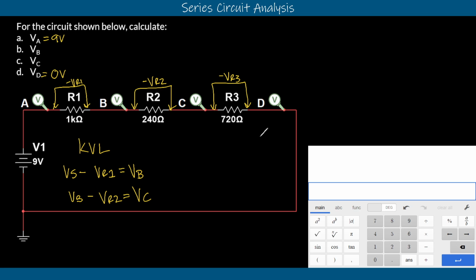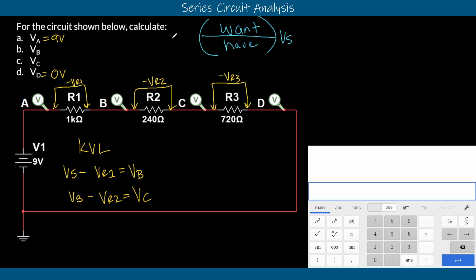Okay, so that is our goal. We're going to find 2 voltage drops here using our voltage divider equation, and then we will apply that to the KVL equation to solve for the voltages B and C. So want over have is our ratio equation for our voltage divider. And write want over have. That's how I remember it. And then that's multiplied by your voltage source, the thing that you want to divide.